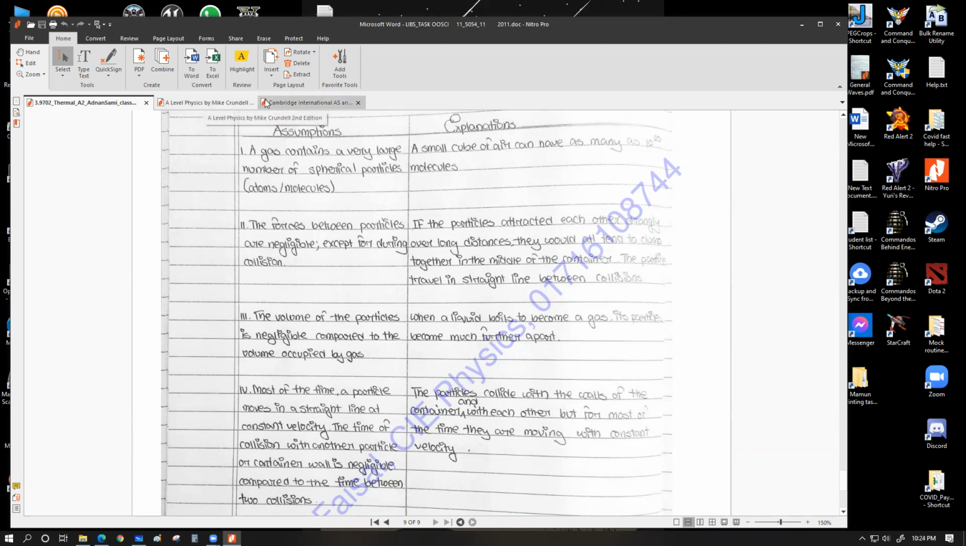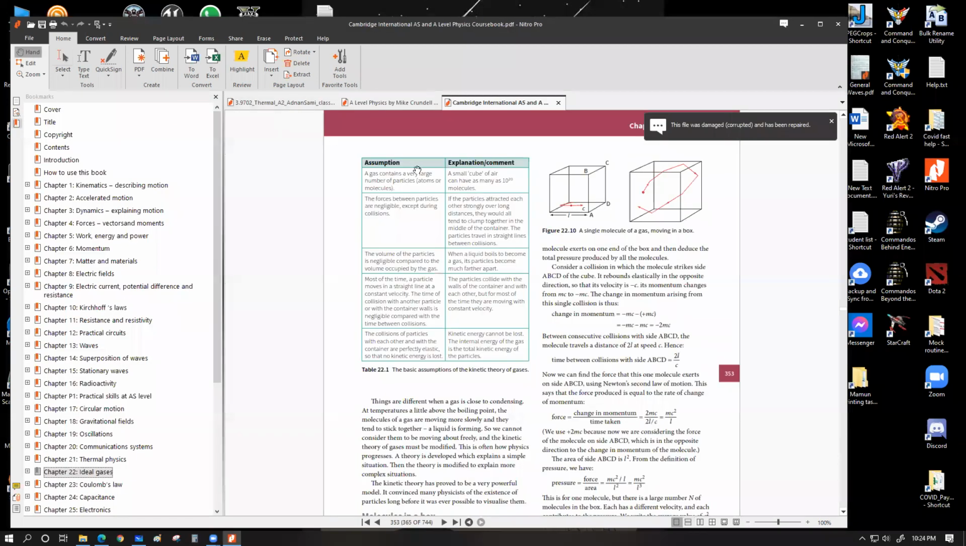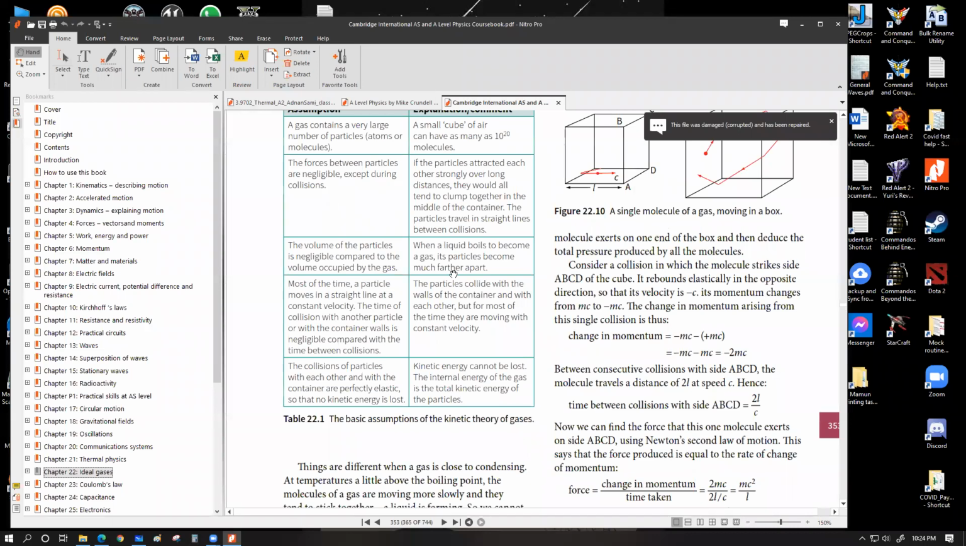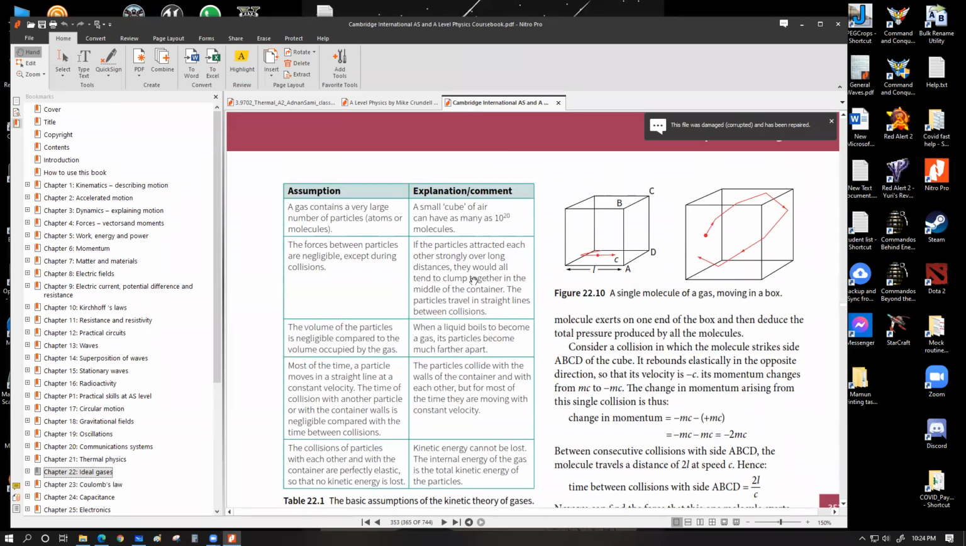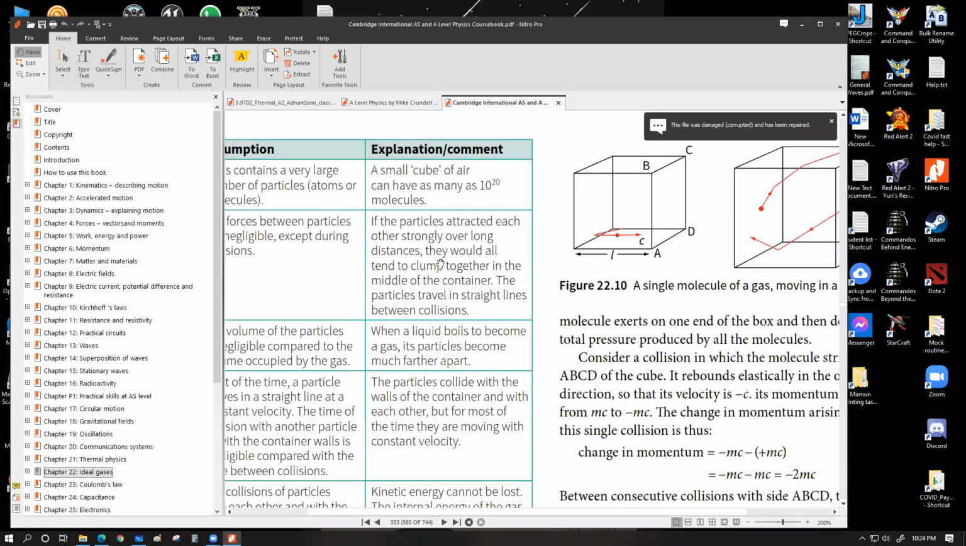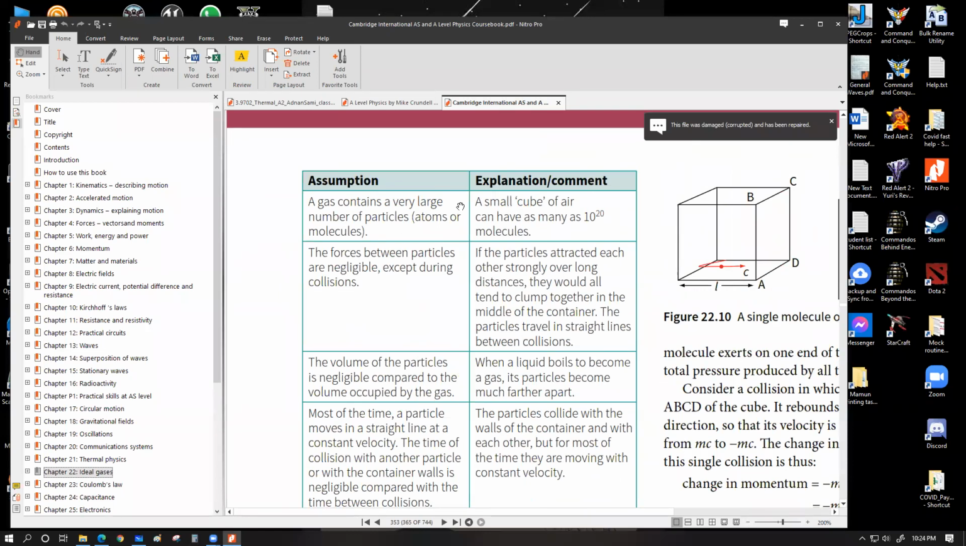The ideal gas assumptions are actually pretty simple, but there are a couple of things that we really need to understand in detail. Can you read this thing with this font size? Is it legible? Yes, sir.